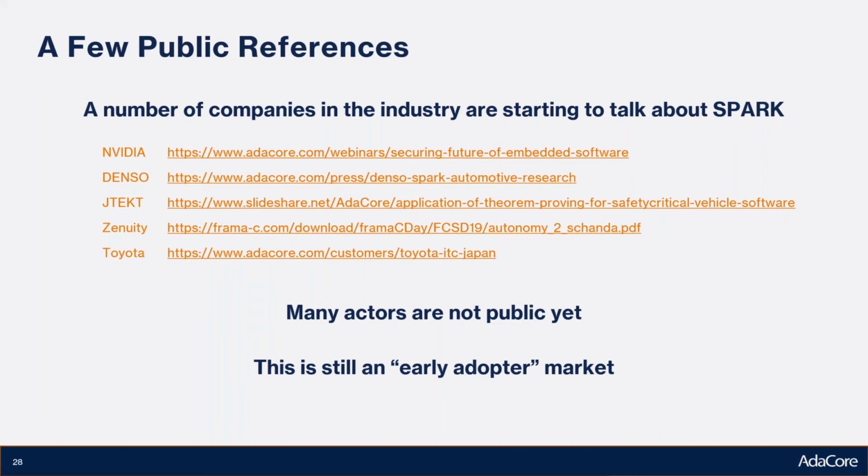Denso was able to apply formal methods to code safety-critical, high ASIL components. But not only did they do that, they were able to demonstrate freedom from interference from their legacy C code, as required by ISO 26262, and so on and so forth. We're not allowed to talk about everybody we know. Many of the actors are not public yet, and this is definitely still an early adopter market.